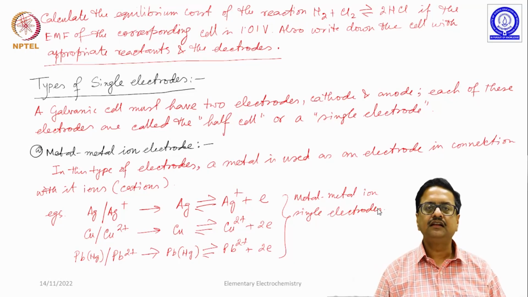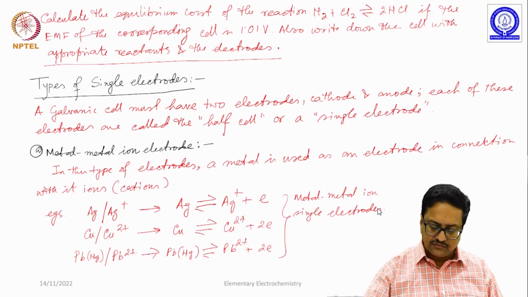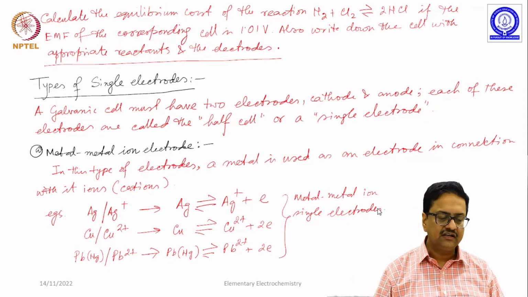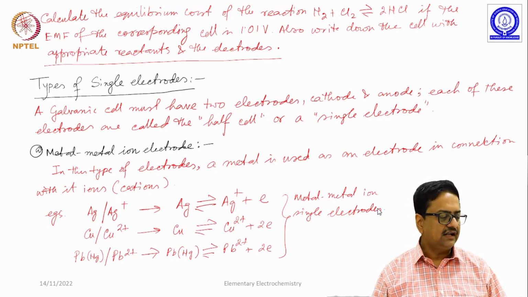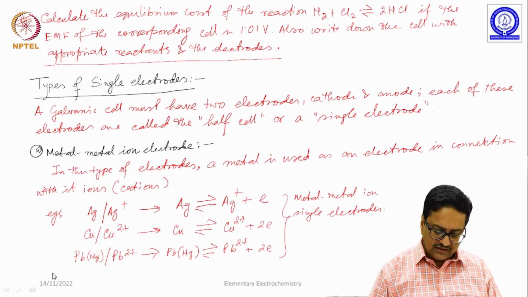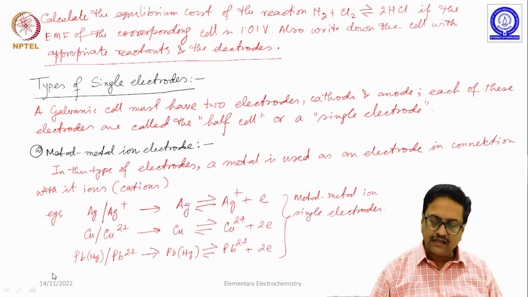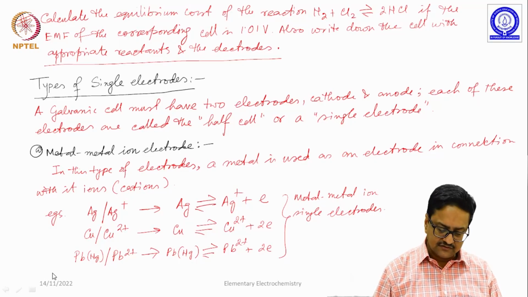Each of these single electrodes will have their own standard electrode potential, and that standard electrode potential can be easily determined from the measurement using a potentiometer, using standard hydrogen electrode, or using standard calomel electrode. So like this, there are other single electrodes which we will discuss in the next class.